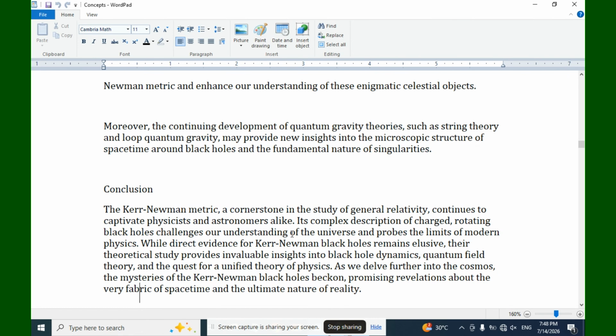Now I want to go to the conclusions. The Kerr-Newman metric, a cornerstone in the study of general relativity, continues to captivate physicists and astronomers alike. Its complex description of charged rotating black holes challenges our understanding of the universe and probes the limits of modern physics. While direct evidence for Kerr-Newman black holes remains elusive, their theoretical study provides invaluable insights into black hole dynamics, quantum field theory, and the quest for a unified theory of physics. As we delve further into the cosmos, the mysteries of Kerr-Newman black holes beckon, promising revelations about the very fabric of space-time and the ultimate nature of reality.